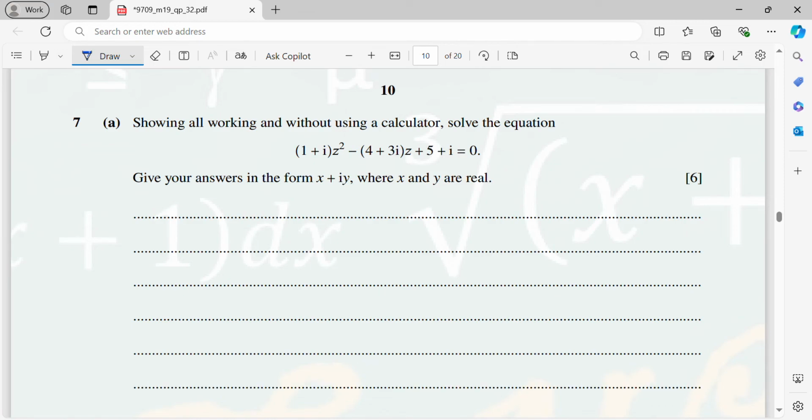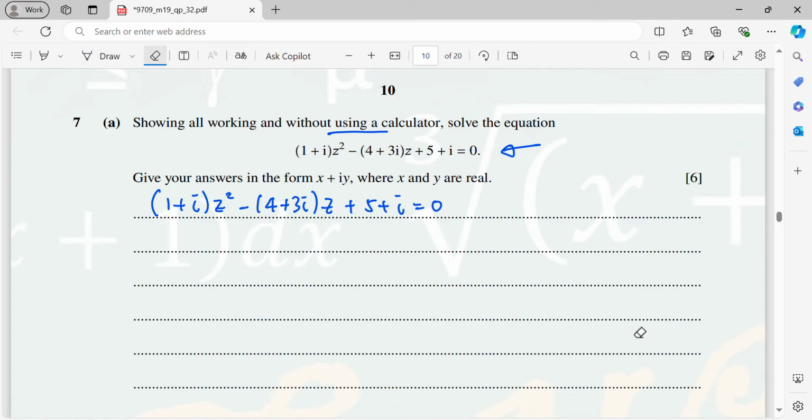Seven A, showing all working and without using calculator. Solve this quadratic equation. Give your answers in the form x plus iy, where x and y are real. Okay, so now (1 plus i) z squared minus (4 plus 3i) z plus (5 plus i) equals 0. Then from here, this is a quadratic equation, right? I will let the z be x plus iy.